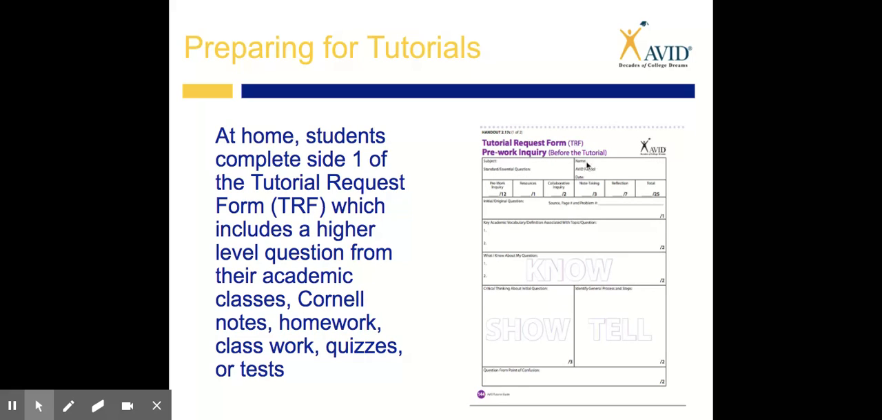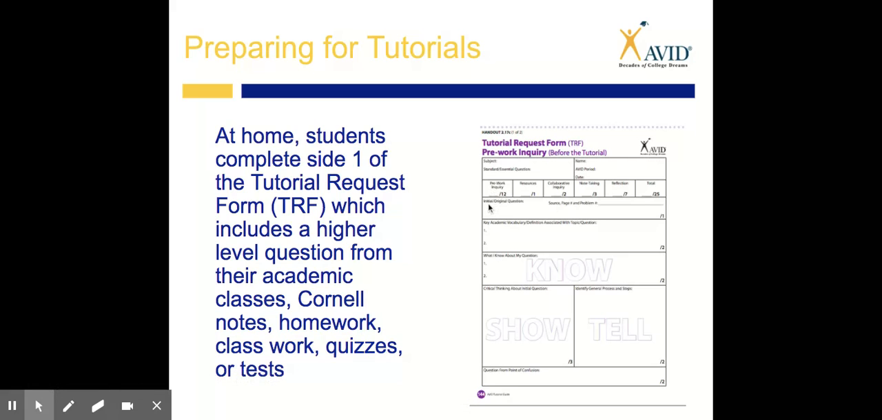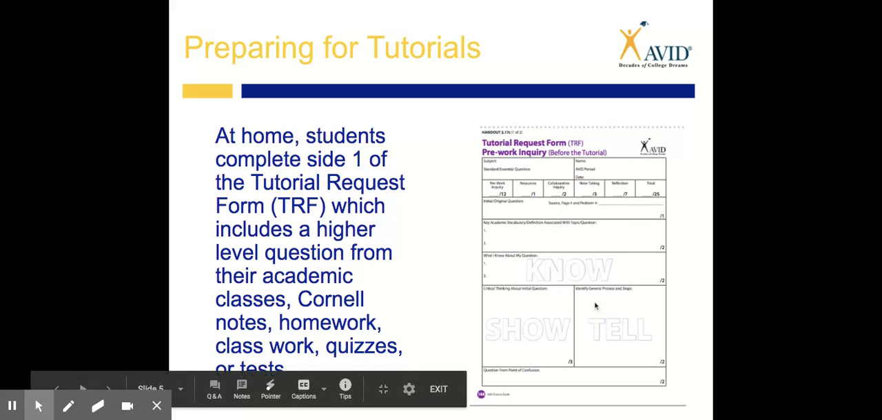And then right here, you put your name, AVID period, it's third, and then make sure you put the date of the tutorial. You can see right here, this is how it's graded. So you have a total of 25 possible points, but this first page right here, this is called the pre-work inquiry page. You can get 12 points on this page right here. The other side is worth up to 13 points.